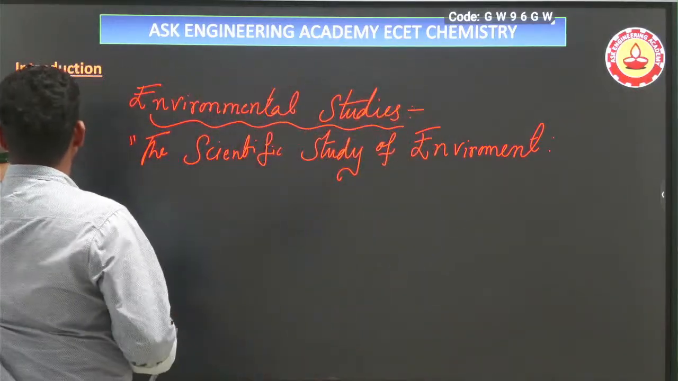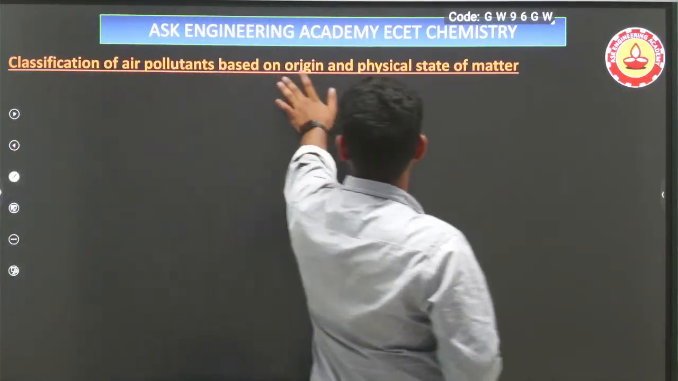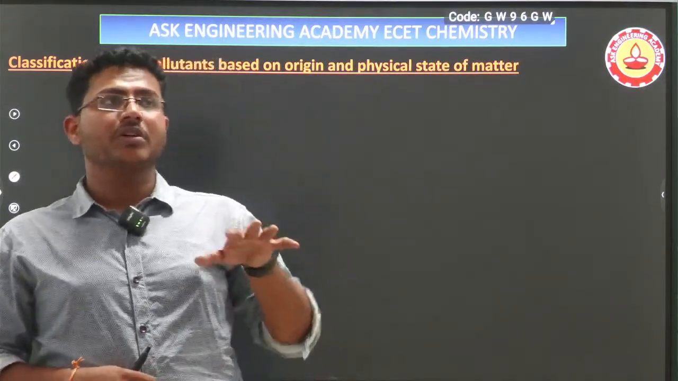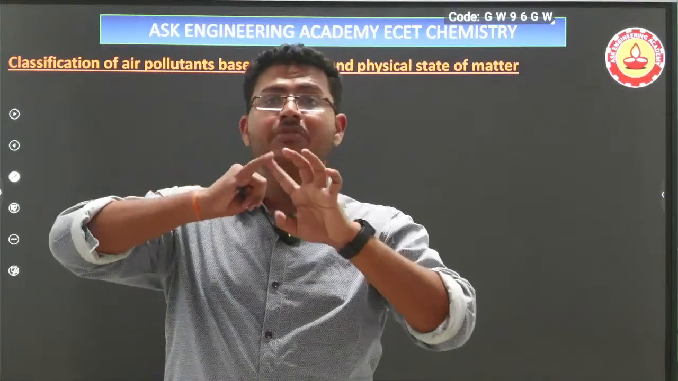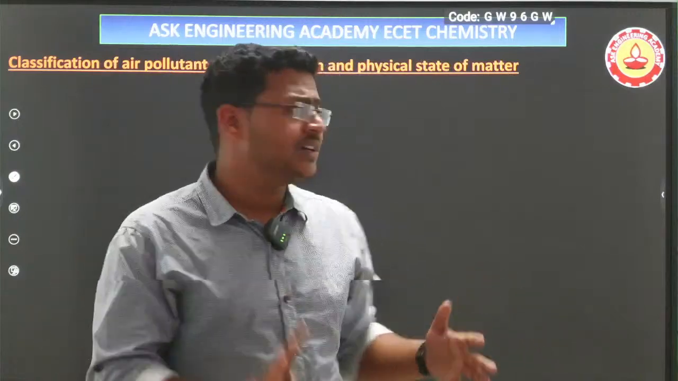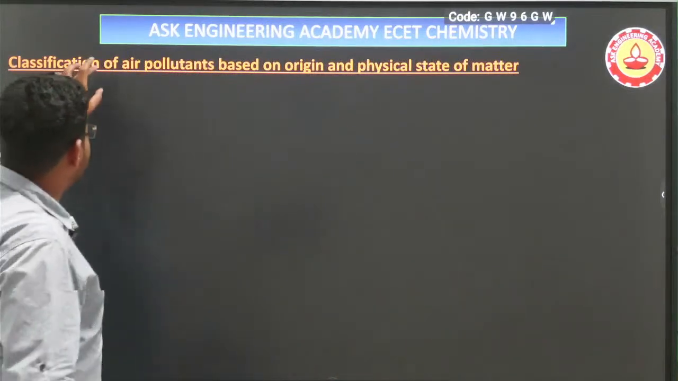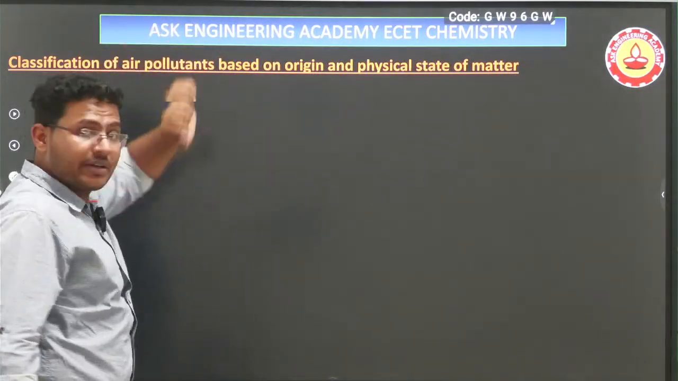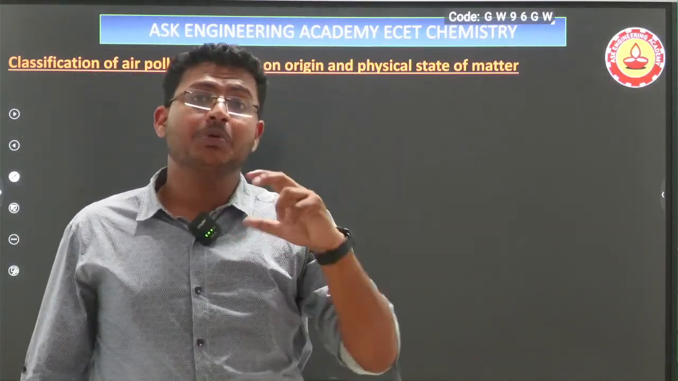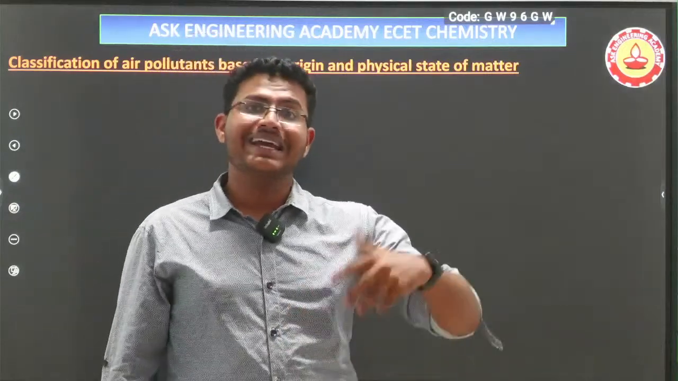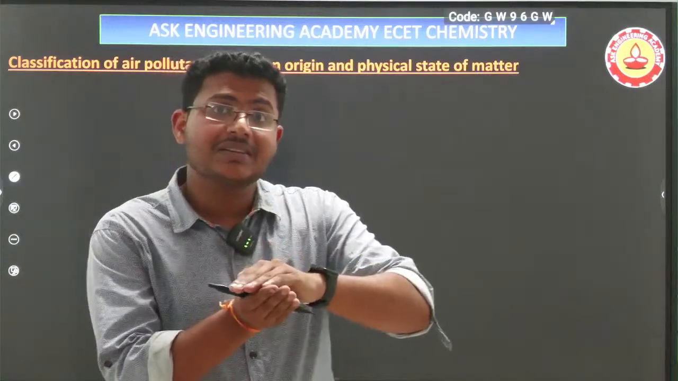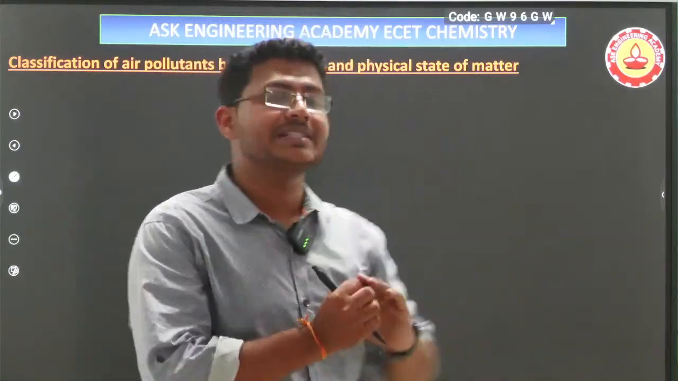Now we are moving on to classification of air pollutants based on origin and physical state of matter. Environment is a combination of many things: gases, solids, liquids or different types of matter. In the environment there are air pollutants. Air pollutants are the substances or contaminants that significantly pollute the environment, especially air, and affect the quality of air.